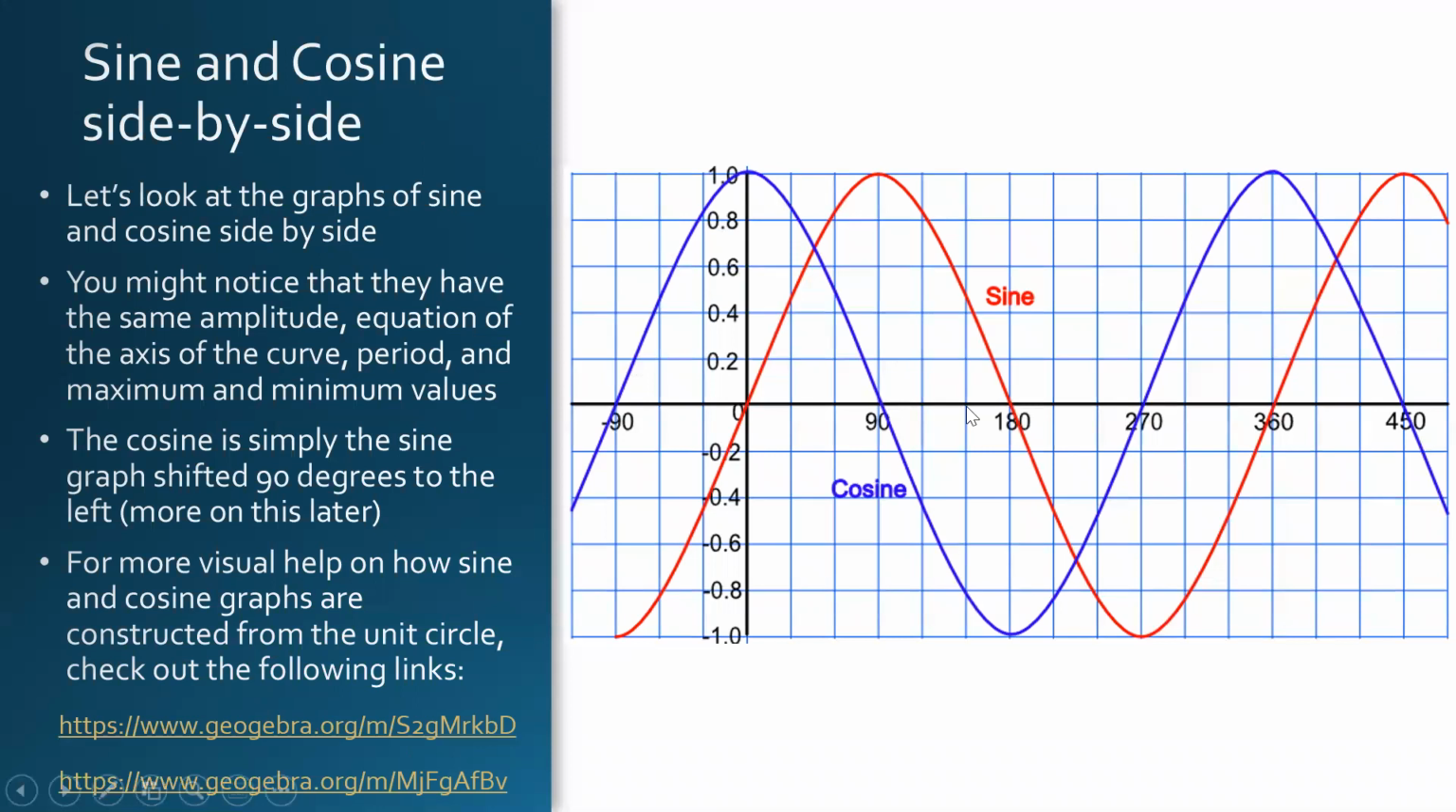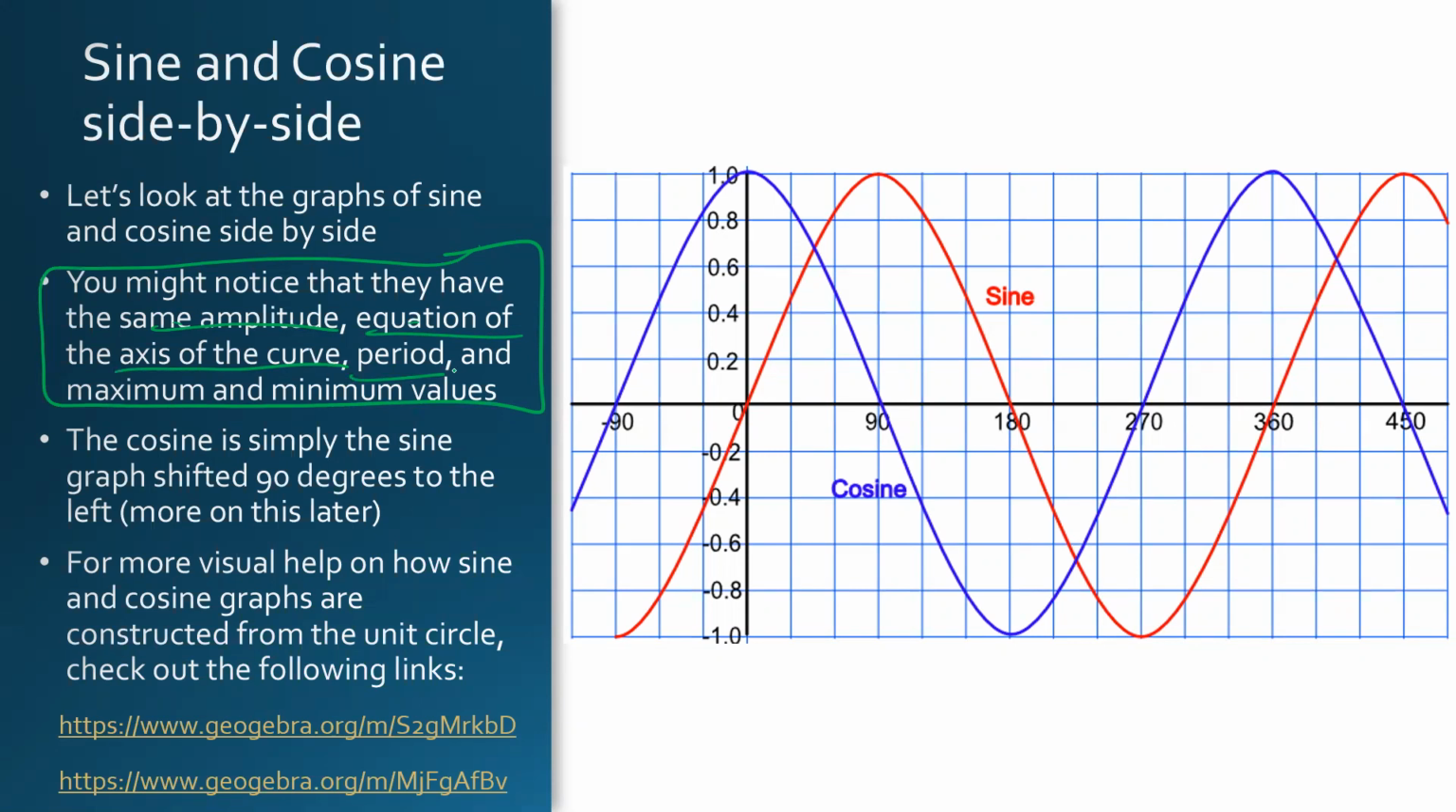So if we look at the graph side by side, I put these two together in the same Cartesian plane because I want you to look at this and tell me what's similar, what's different about them. Well, the nice thing about it is that the sine graph and the cosine graph have a lot of things in common. They have the same amplitude, the same equation of the axis of the curve, EOA, and the same period and the same maximum values.